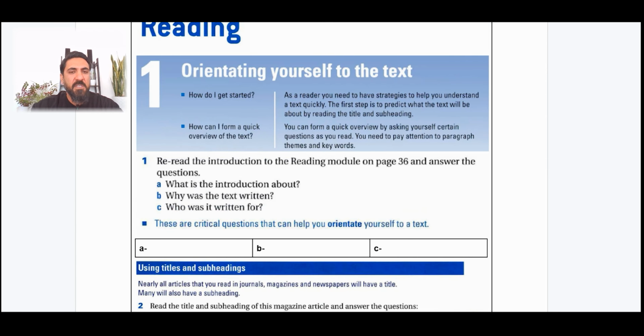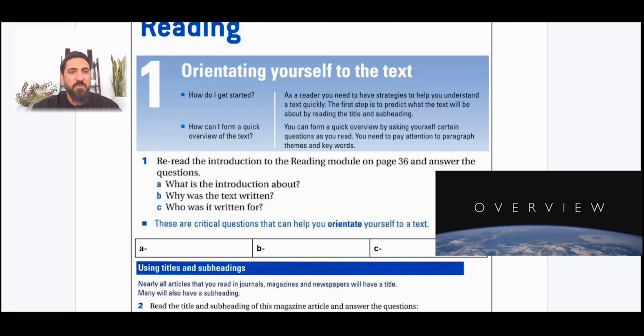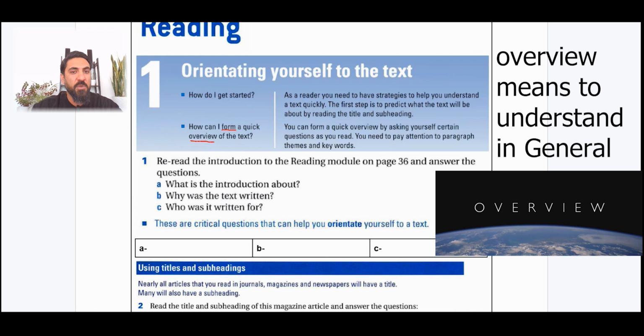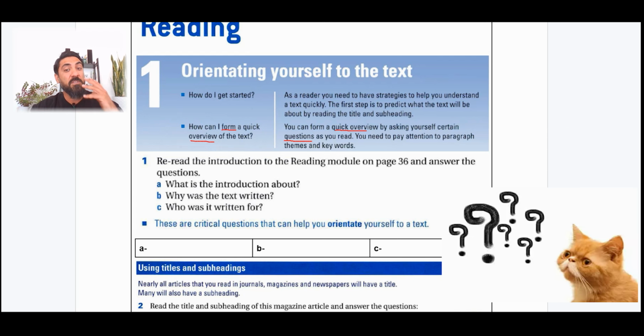Alright, the next thing you must know is how you can form a quick overview of the text. An overview means to understand the general perspective of the text and what the text is actually talking about. So you can form a quick overview by asking yourself certain questions. When you see a reading, ask yourself some questions. You also need to pay attention to the paragraph themes and the keywords, which we will discuss later on in the lesson. So these are some of the questions you can ask yourself.